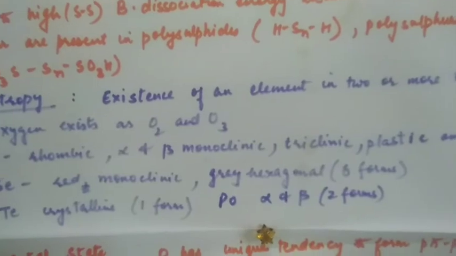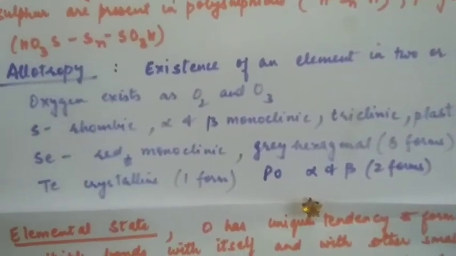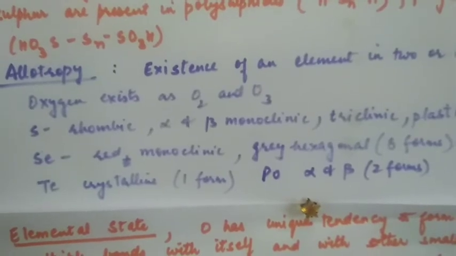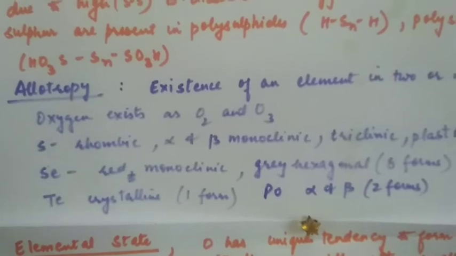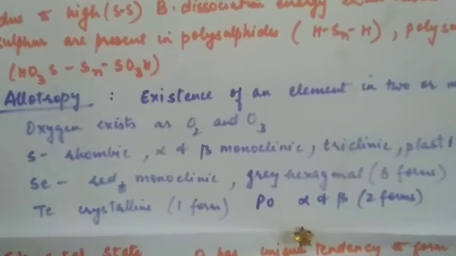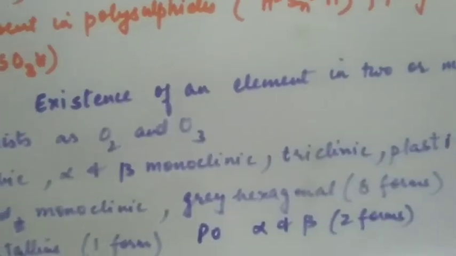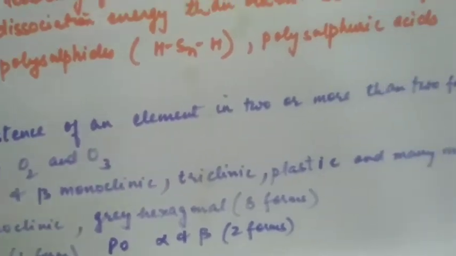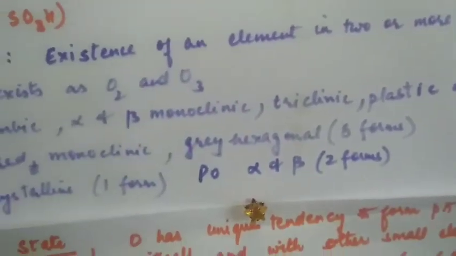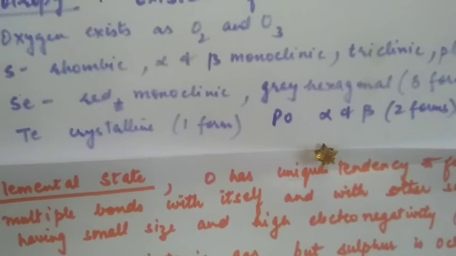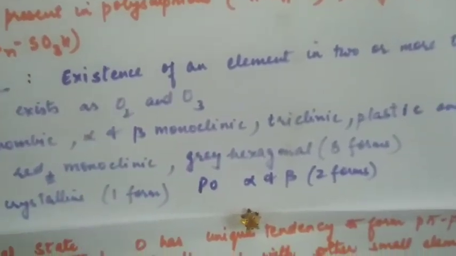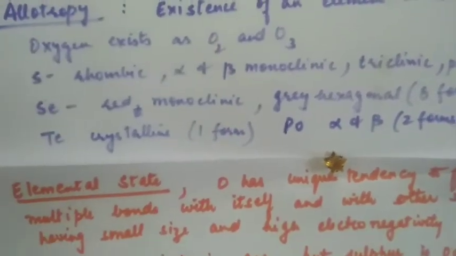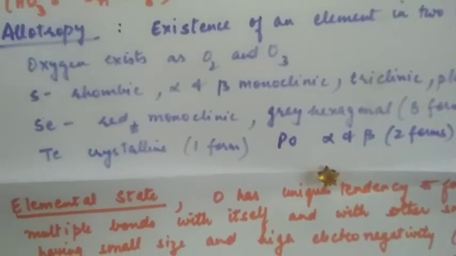The next property is allotropy. The existence of an element in two or more forms is called allotropy. For example, carbon's allotropes are diamond and graphite. Oxygen exists as O2 and O3. Sulfur exists as rhombic sulfur, alpha and beta monoclinic sulfur, triclinic, plastic, and many more forms. Then selenium has red monoclinic selenium, and gray hexagonal selenium, which has 8 different forms.